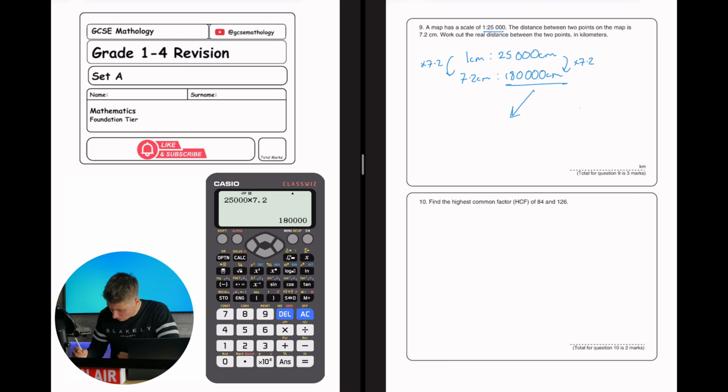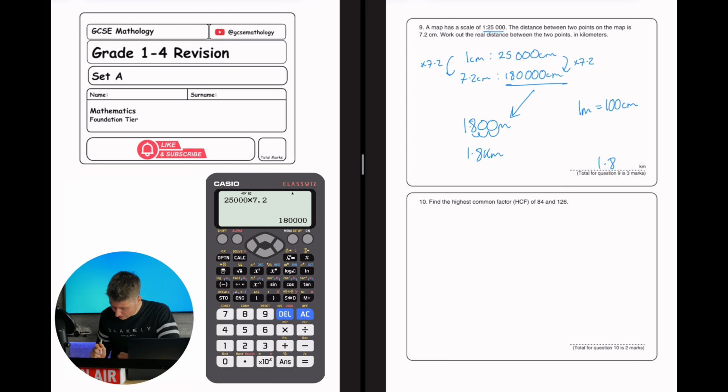We've got 1 meter is equal to 100 centimeters. So if we first convert this into meters, we're going to divide this by 100, which gives us 1,800 meters. So in kilometers, there are 1,000 meters in a kilometer. So we're going to then divide this by 1,000 to get 1.8 kilometers.